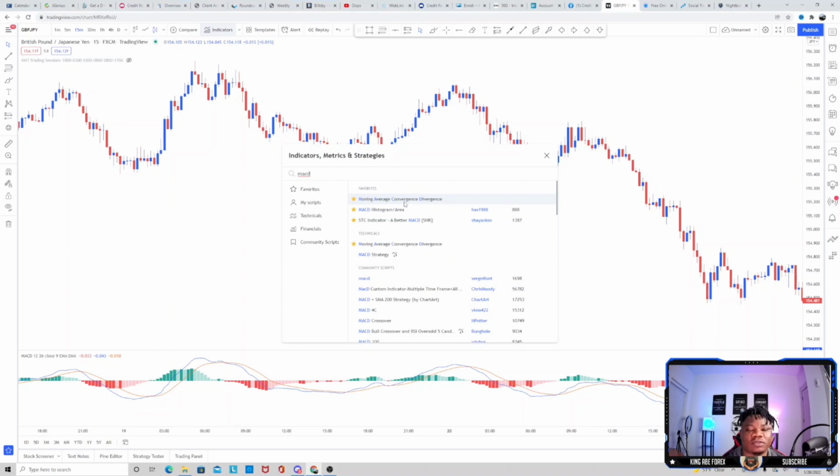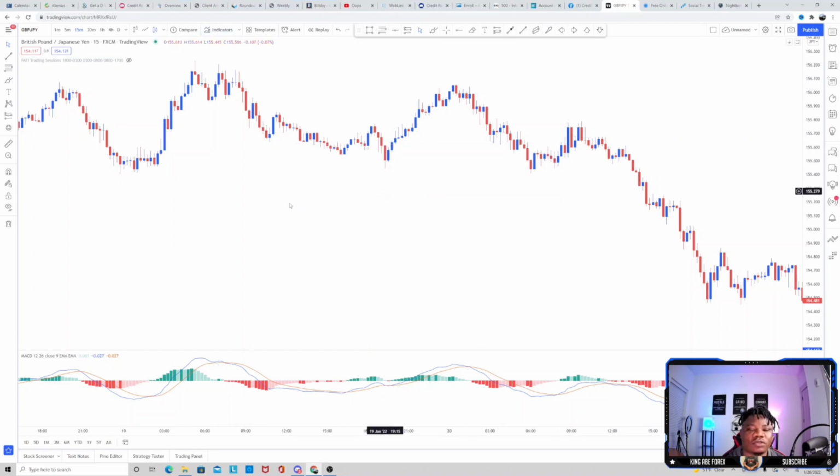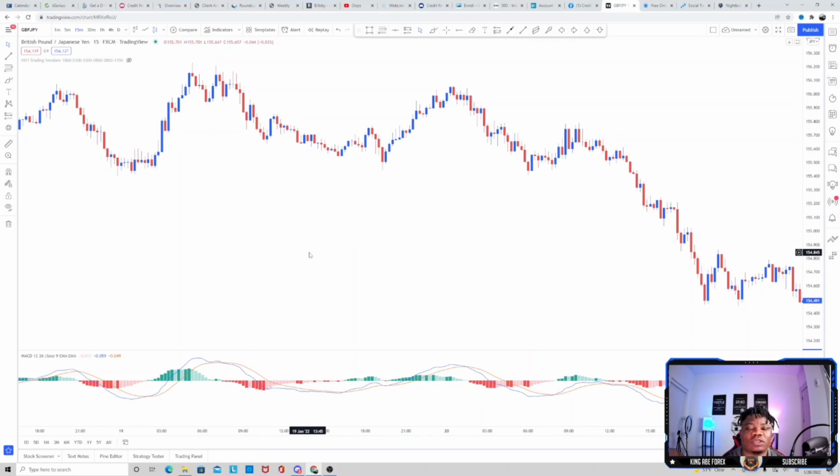Once you see it, you add it onto your chart, you close it, and you just leave everything as it is. Now to use this strategy, we only need two confirmations. As long as you follow these two confirmations, you're going to have a very high win rate.